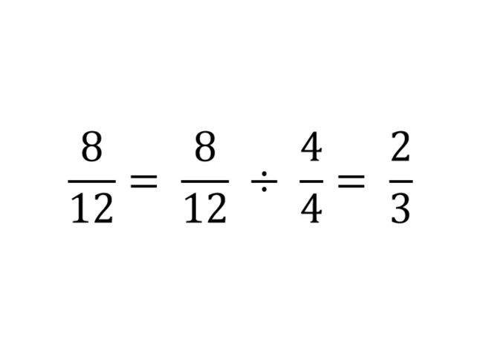So 8/12, we're going to divide the numerator and the denominator by 4, and our equivalent fraction is going to be 2/3, okay? So 8/12 divided by 4 in the numerator and the denominator is equal to 2/3. Let's look at our next problem.